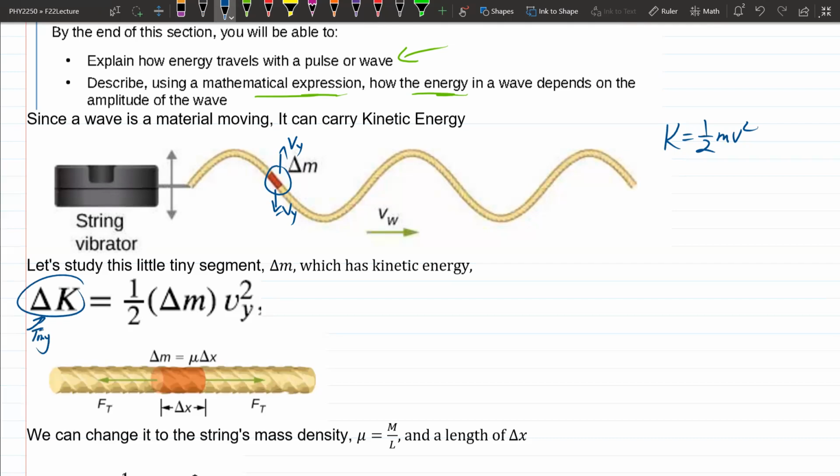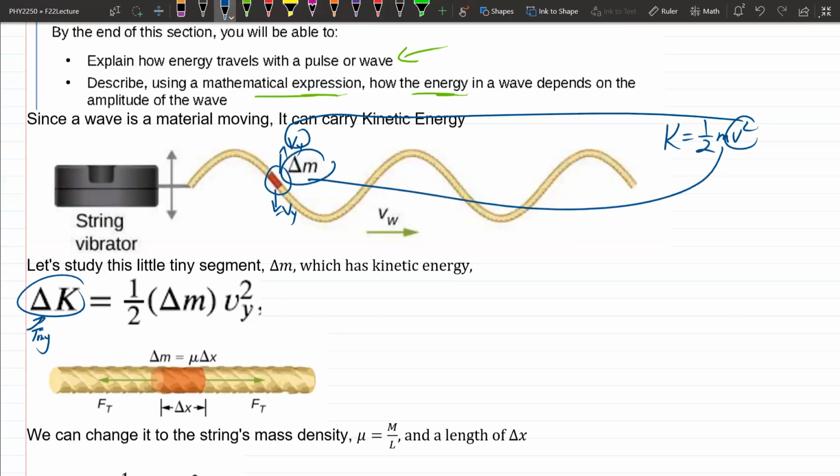And we're just going to plug in 1/2 the mass of that object. The mass happens to be just this delta M that we just defined. And then the speed of that object going up and down, squared. 1/2 mv squared. So you see how this is the mass, and this is the speed that it is going up and down.